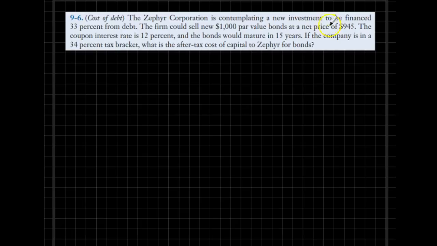We have a company that will finance 33% of its new investment by issuing debt, or you can consider it as bonds. The bond will have a $1,000 par value, and the net price received by the company issuing the bond will be $945 after flotation costs have been deducted. The coupon interest rate is 12%, and I assume it's a yearly bond, and the bond would mature in 15 years. Given that our company is in the 34% marginal tax bracket, what will be the after-tax cost of this bond?